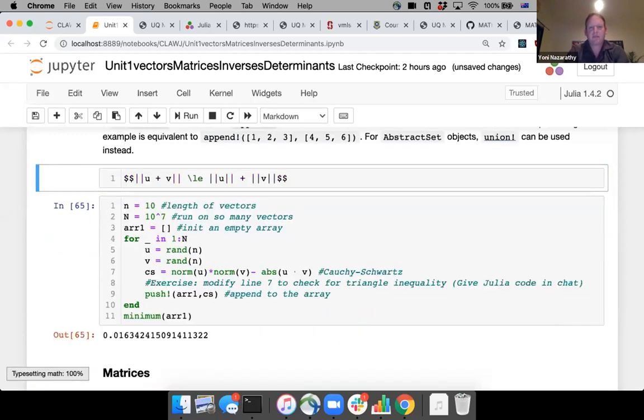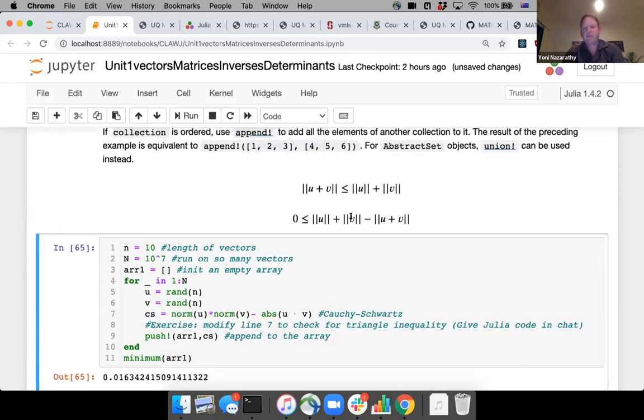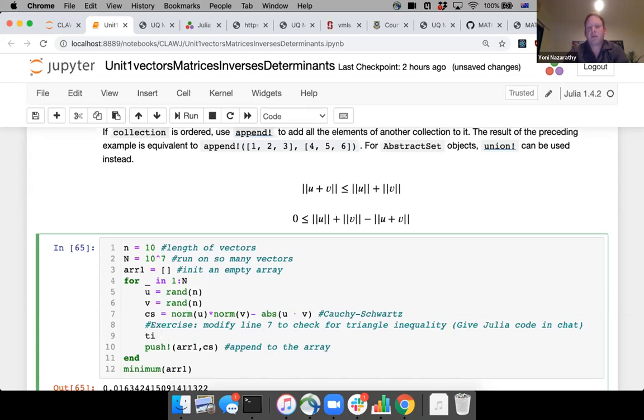Again, let me change this to a markdown cell, which is equivalent to, I'll move this to the other side. Yeah, I fully agree that CS is proved to be larger than zero, but that was for the Cauchy-Schwarz. So for triangle inequality, how would I implement this? I'd put the triangle inequality as the norm of U plus norm of V minus norm of U plus V. And I'm now going to push it to TI. Okay, we don't need the CS anymore. Yep, exactly. So that was written by somebody. Very good. By Jishwan. Thank you.